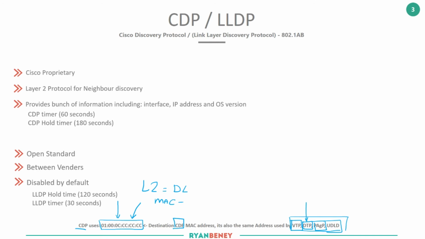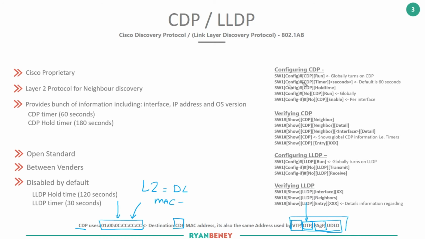Now, how about configuration? CDP and LLDP are configured similarly, but with different commands. To configure CDP, under the global process, we simply enter cdp run, and that turns on CDP on all ports. And again, that's normally a default state. We can set timers for CDP. Remember, we've got these defaults already set up, and we can change the hold timer. We can turn it off globally, or we can turn it off per interface.